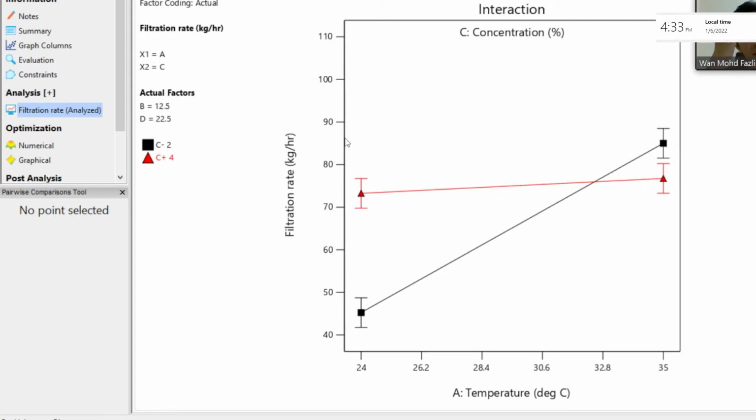Because remember, the main idea of this experiment is you want to reduce the concentration of formaldehyde. So now the black is the low level of concentration of formaldehyde, and with the black, at the high temperature, you already see that there is improvement. There is even improvement compared to the high level. So that's a good thing for you.